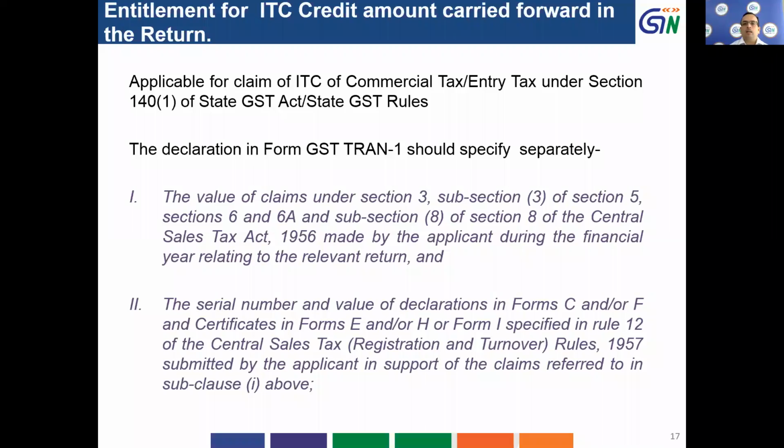Applicable for claim of ITC of commercial tax and entry tax under Section 141 of the State GST Act and State GST Rules. Similarly, commercial tax and entry tax, whatever credit is admissible in the current state laws will also be admissible, provided that the declaration is made in the form GST TRAN-1.